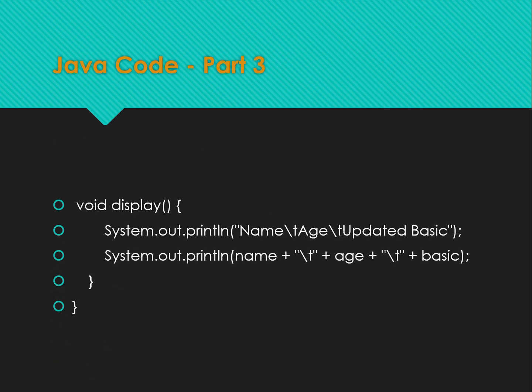Next, we define the display method. This method is responsible for showing the final result. We begin by printing a header line with the labels name, age, and updated basic. Then, we print the actual data, employee name, age, and the updated basic salary, using tab spacing for alignment. This clear format ensures the output is easy to read and interpret. With this method, the entire logic, from input to processing to output, is now structured inside our Increment class.